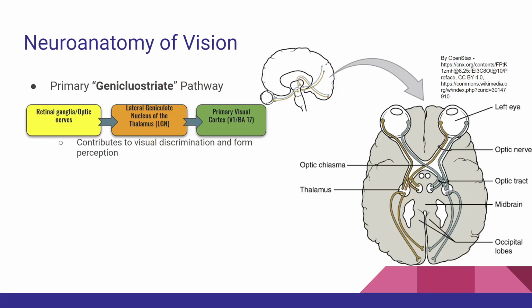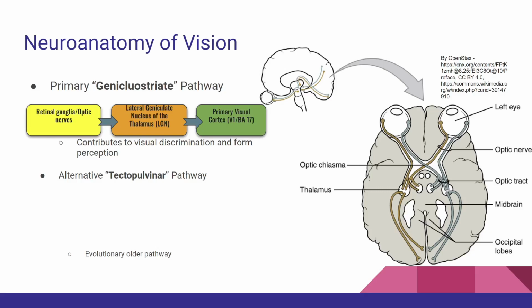So it travels from the retinal ganglia or optic nerves, and it travels to the lateral geniculate nucleus of the thalamus, and then moves on to the primary visual cortex, or Brodmann area 17. There's an alternative tectopulvinar pathway, and that tends to be an evolutionarily older pathway.